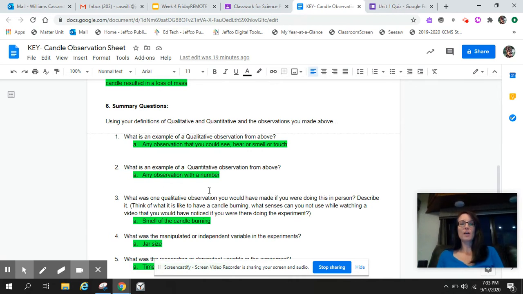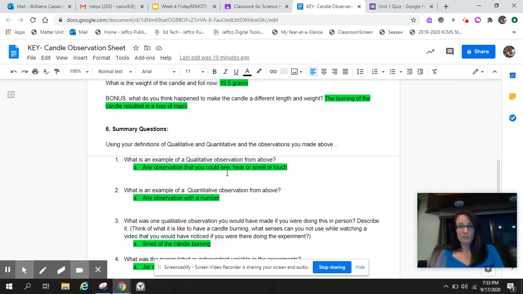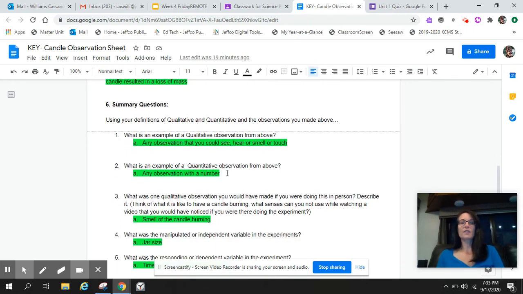So back to our candle observation, a quantitative observation could be as simple as he used 2 jars. There was 1 candle. It could be the candle went out in how many seconds. So anything that used a number is a quantity or quantitative.